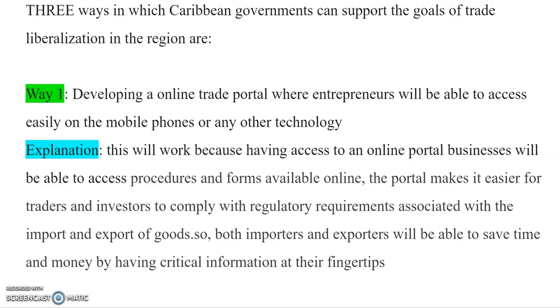Now, the next question is from the essay, three ways in which Caribbean governments can support the goals of trade liberalization.